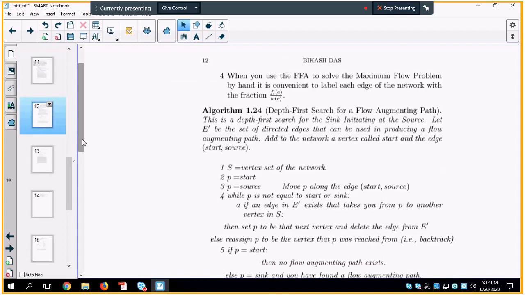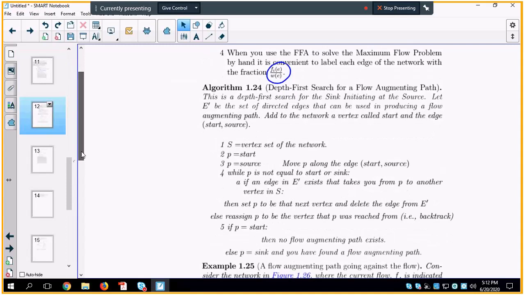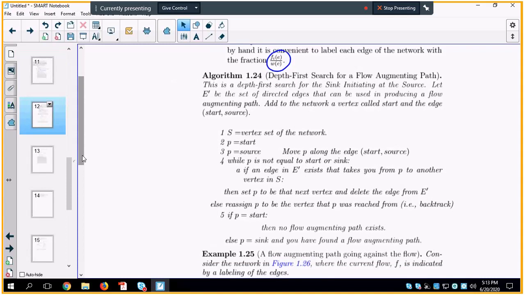Also, when you use this algorithm to solve the maximum flow problem, it's convenient to label the edges of the network with these fractions, as I was doing, the flow divided by the weight. That just helps you keep track of where you've got extra room. Now this algorithm will be the depth first search for the flow augmenting path.